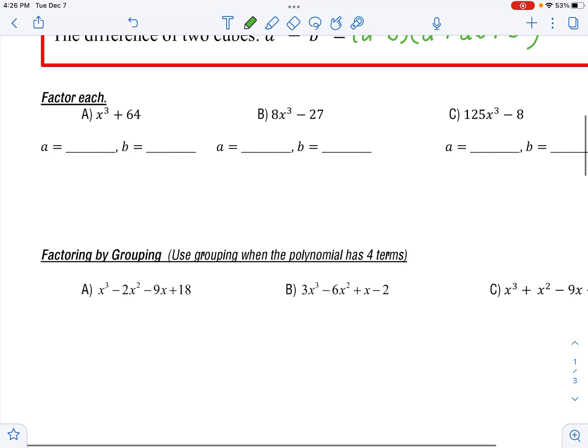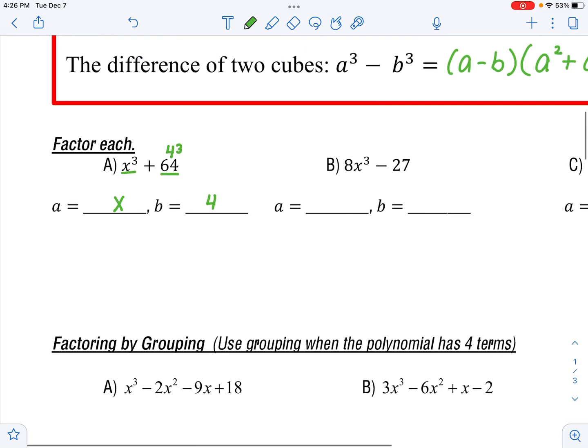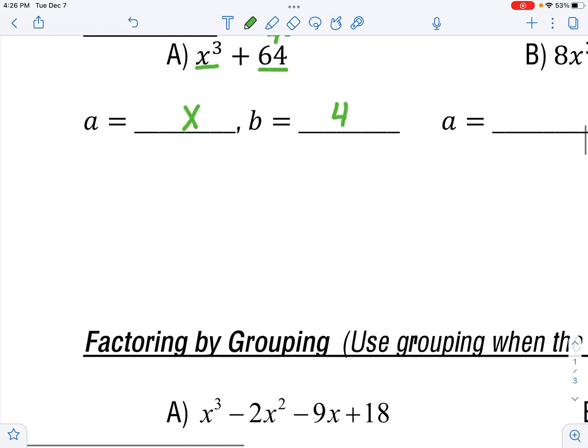So here's 3 examples of either sum of cubes or difference of cubes. So right now you might not be recognizing this as a sum of cubes because this isn't written as a number cubed, but this is. So we want to rewrite the 64 as a cube. So what number cubed is 64? It's 4 cubed. So we say what's A? A is x. What's B? B is 4. So now what we're going to do is we're going to use our special factoring pattern. We're going to copy the base, x plus 4.